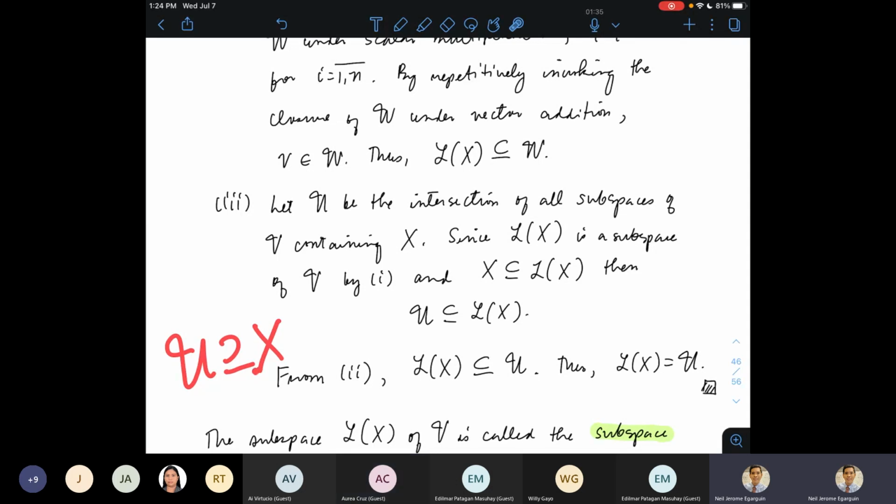X is inside every single W, so X must be inside the intersection of all the W's. The intersection of all the W's, I just call it U. I think that's clear, right? Each of them contains X, so their intersection surely contains X too. But we said X and curly L are a package deal according to statement 2. If X is inside a subspace, then curly L of X is also inside it. And we know that X is inside curly U. So curly L must also be inside curly U, which proves the reverse inclusion.